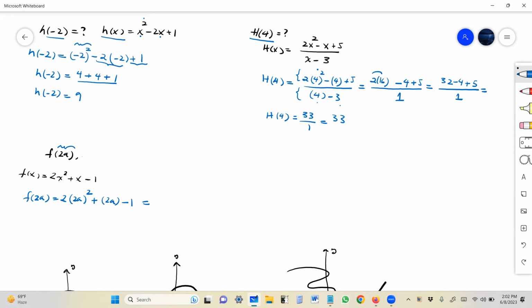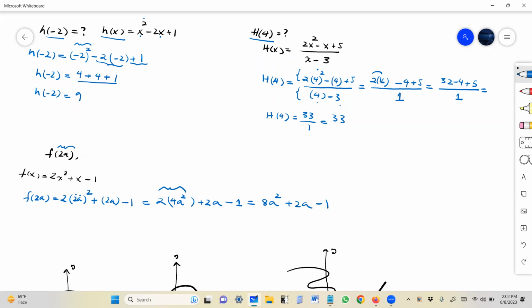And the same thing holds. I have to apply PEMDAS, and I have to understand that in this case, the 2 gets squared and the A gets squared. So I have the 2 that's on the outside, and 2A squared is like 2A times 2A, which is 4A squared plus 2A minus 1. Now I do this multiplication, which is 8A squared plus 2A minus 1.